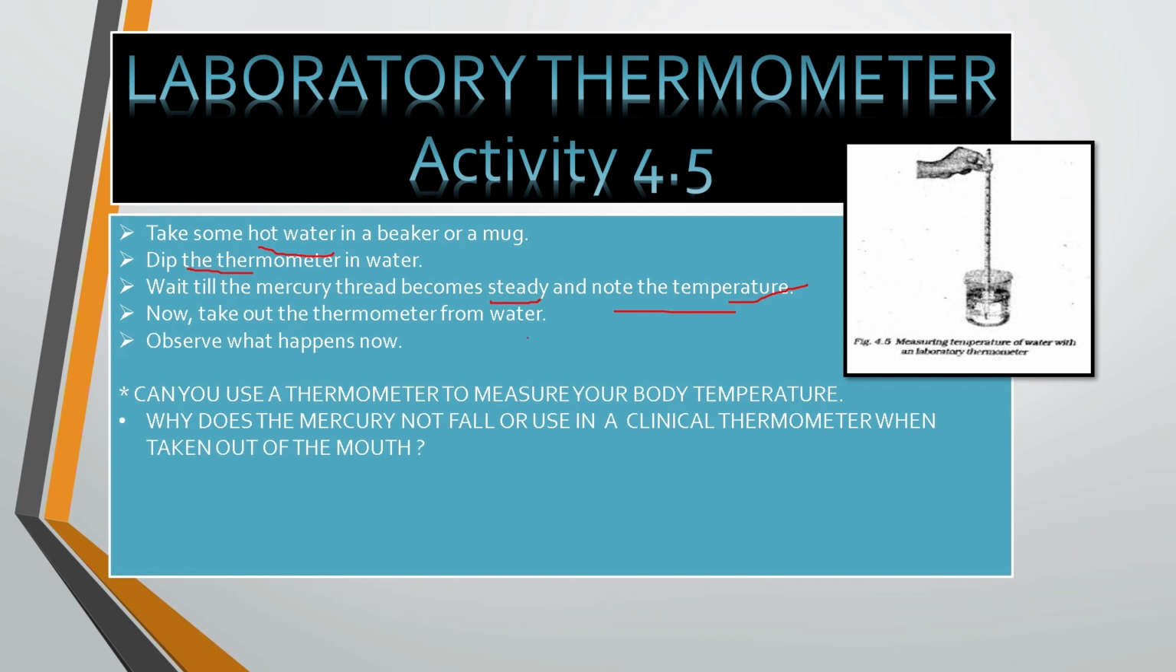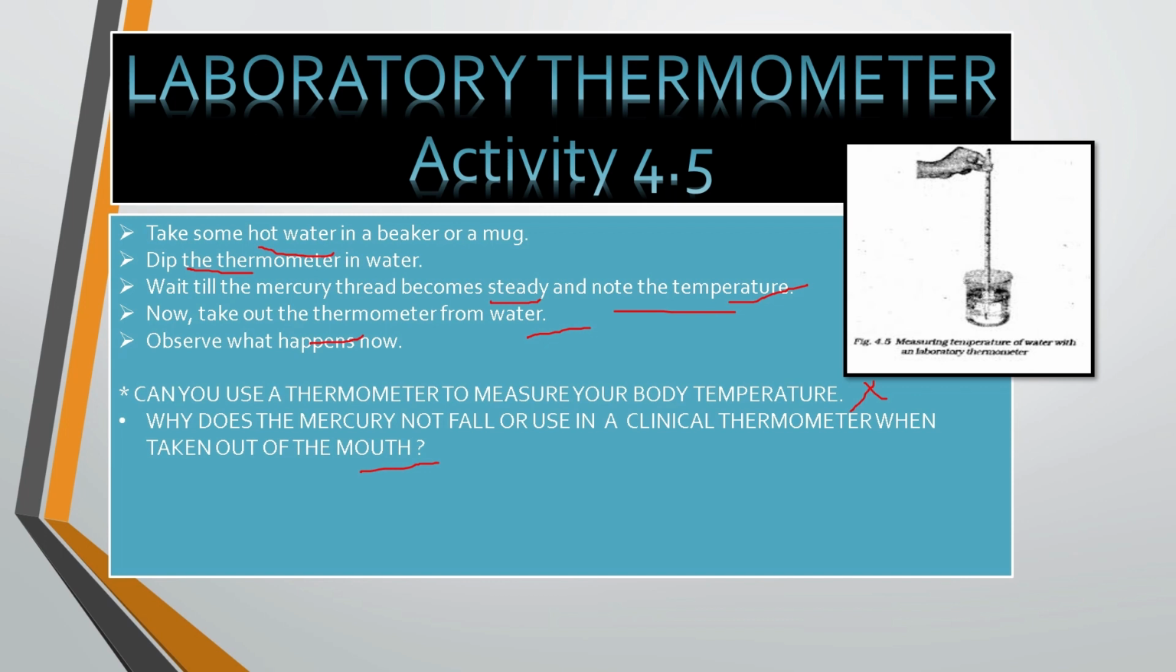Now as soon as we take the thermometer out, what happens? We will see that immediately in the laboratory thermometer, the temperature falls down. It falls. So we come to the conclusion that we do not use a laboratory thermometer to check our body temperature. So here is a question: can you use a laboratory thermometer to measure your body temperature? Of course, no. And why does the mercury not fall in a clinical thermometer when taken out of the mouth? When we were using the clinical thermometer, the mercury was not coming down.